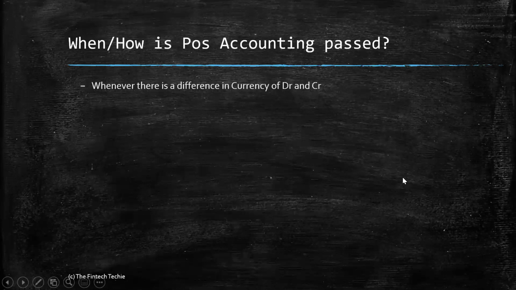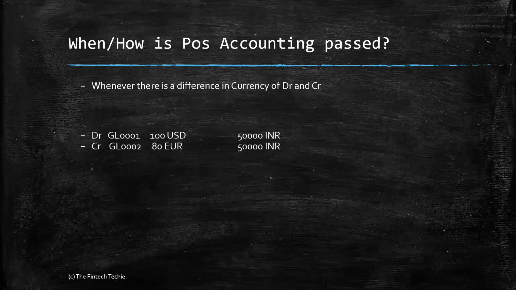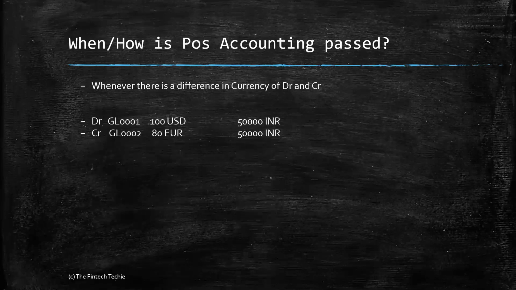Now let's take another example where there is a difference of currency. Now in this case, the debit and the credit both are in FCY but in different FCY. So you're debiting 100 USD and crediting 80 euro. So the INR also comes the same based on LCY averaging.